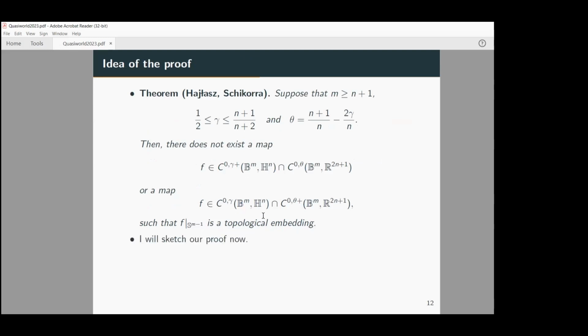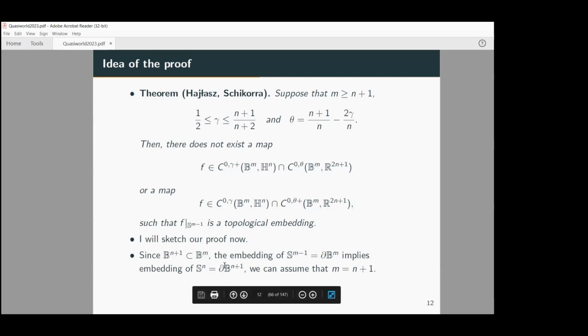And let me sketch the proof. So first of all, if we have a mapping from the m-dimensional ball where m is greater than or equal to n+1, then you take an n+1 dimensional slice, then you have a mapping from this n+1 dimensional ball. And if the original mapping was the embedding of the boundary, it will be embedding of the boundary of this n+1 dimensional ball. And because exponents gamma and theta don't depend on m, but only on n, it suffices to assume that m equals n+1. So that's a trivial reduction. We can assume that m equals n+1, and that means it suffices to prove this result.